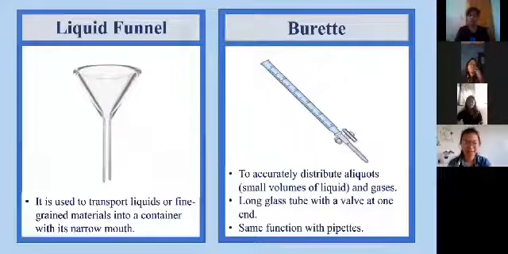The liquid funnel is used as a guide to transport liquids or fine-grained materials into containers with a narrow mouth. The next are burettes. Burettes are used to accurately dispense small volumes of liquid called aliquots, or even gas. It is made out of a long glass tube with a valve at one end for controlling liquid flow. Burettes are used in the same way the pipettes are used.